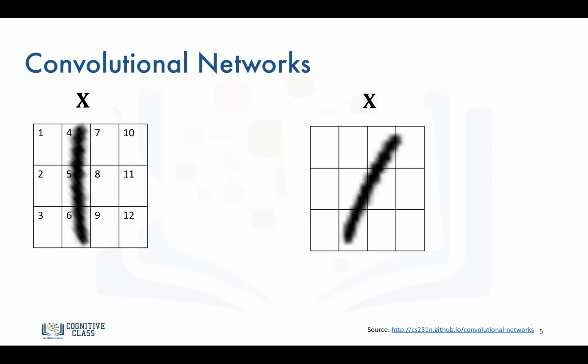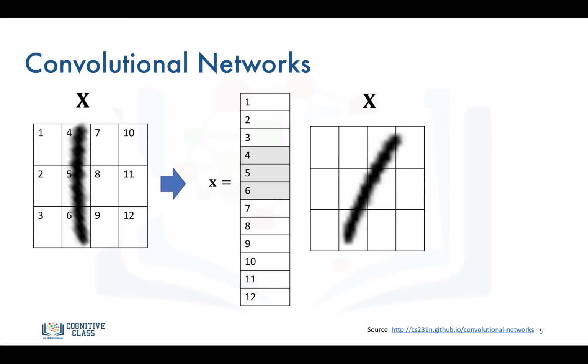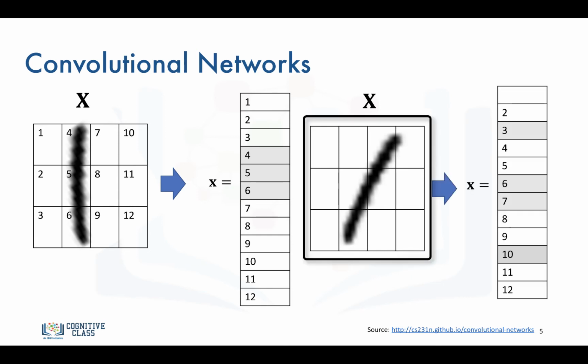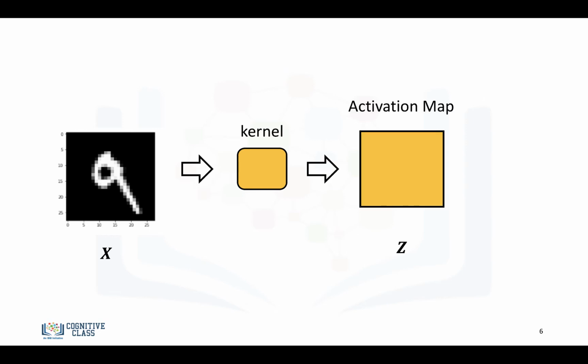So let's look at concatenating this image to a vector. And it's the exact same as before. And this image is slightly shifted. And again, the intensity values are in two totally different locations. So basically what we're going to do is take the image, and then take something called a kernel. We're going to perform convolution, and we're going to get an activation map.